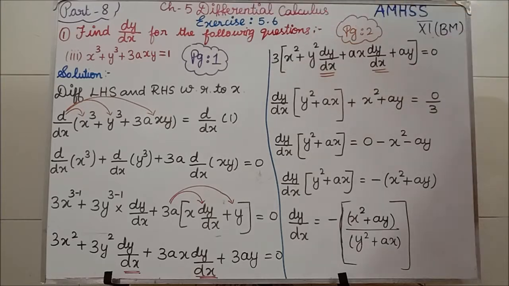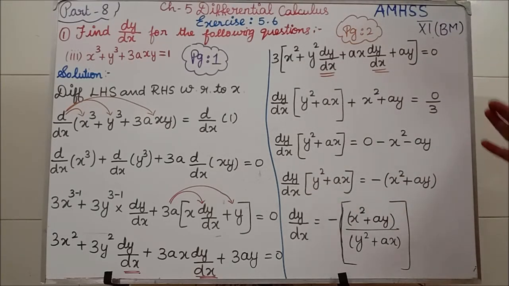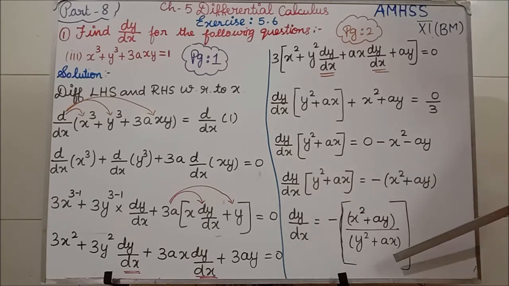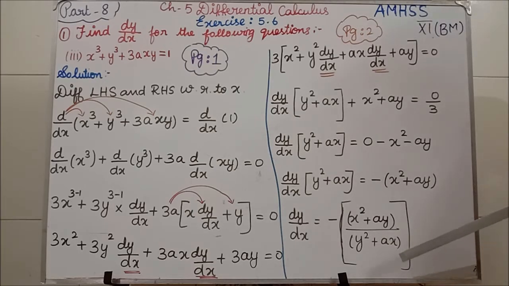Now what do we need in this question? We need only dy by dx. So dy by dx only we have to have on the left hand side. All the remaining values you have to bring to the right hand side. This is in product, so it will become division, it will come in the denominator. So minus, I have written commonly out, x square plus ay divided by y square plus ax. Clear? This is the answer for the first question, third subdivision. Clear, students, all of you?